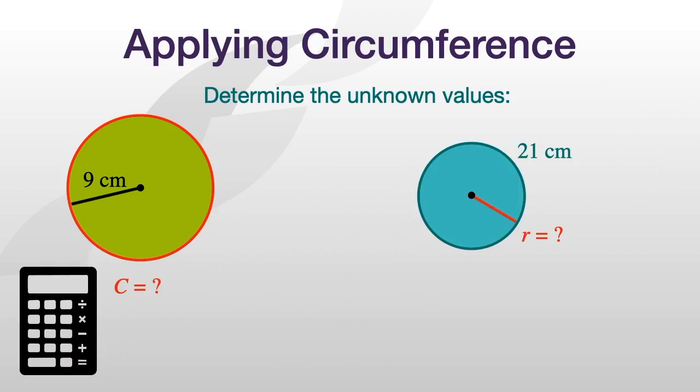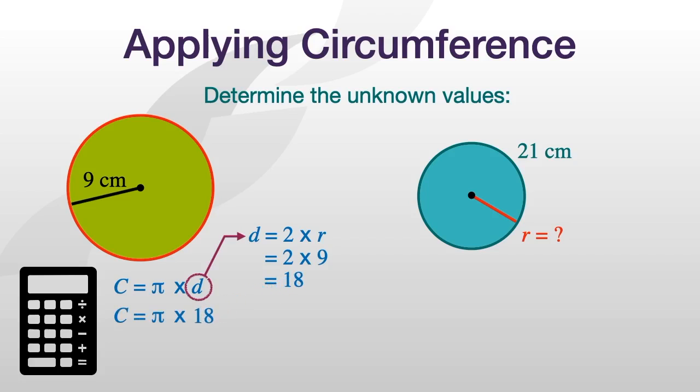Let's look at the first circle. The circumference is equal to pi times the diameter. Now we have not been given the diameter, but we do know that the diameter is double the radius, which means the diameter measures 18 centimeters. So the circumference is pi times 18. Using a calculator, this product is 56.5 centimeters.